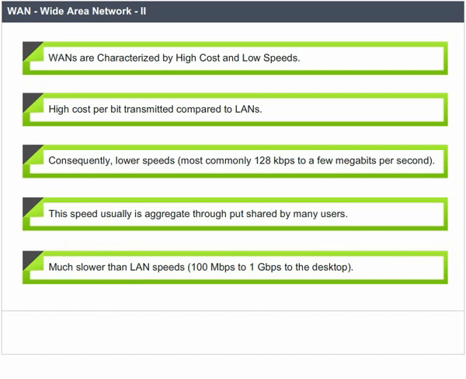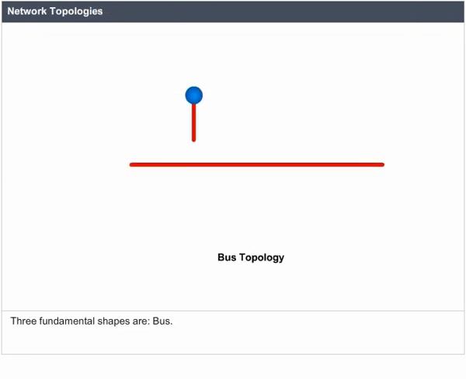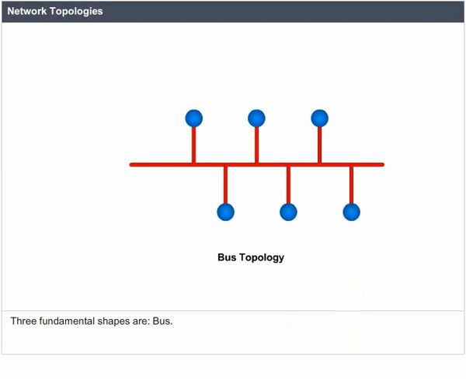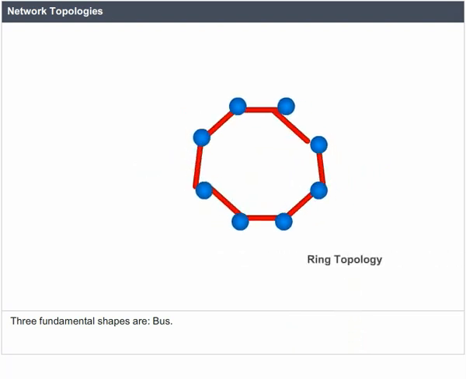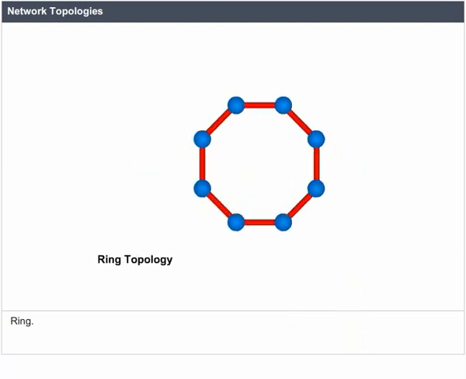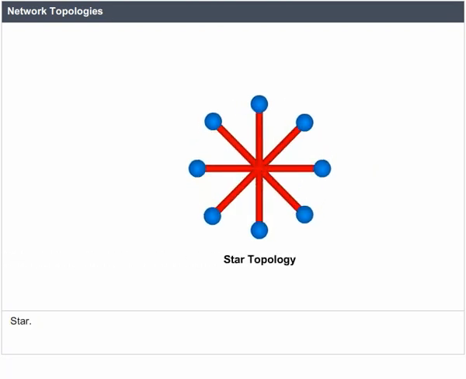Network topologies. Three fundamental shapes are bus, ring, star.